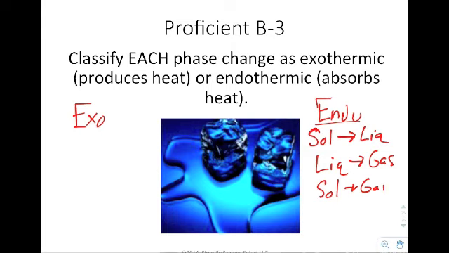So if we go ahead and name those, going from solid to liquid is melting. Okay, going from a liquid to a gas is evaporation. And going from a solid to a gas is sublimation.